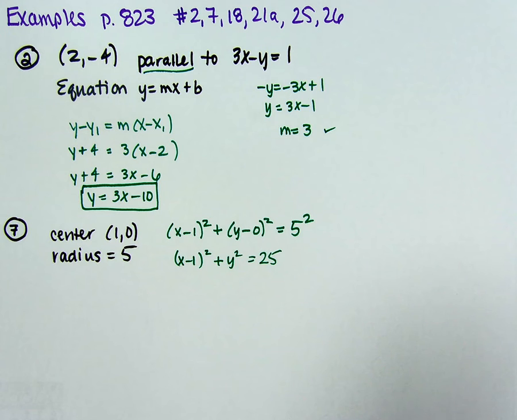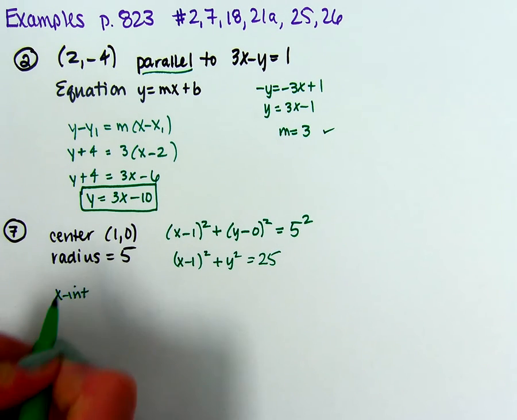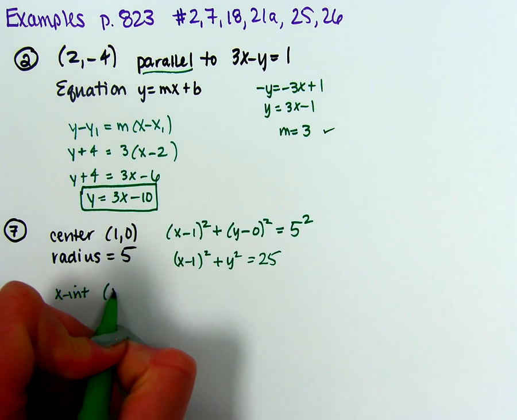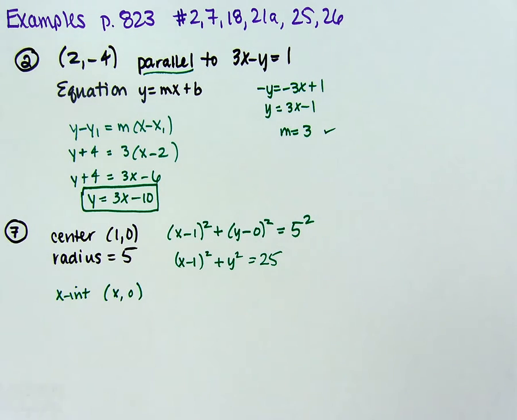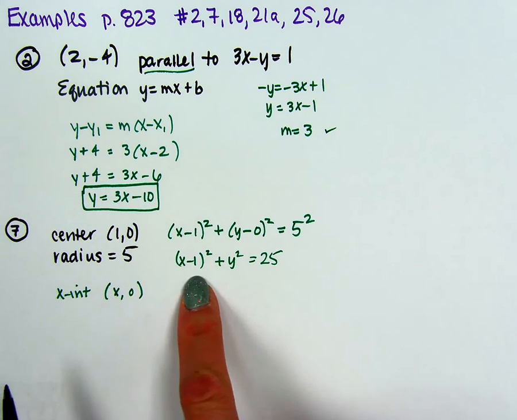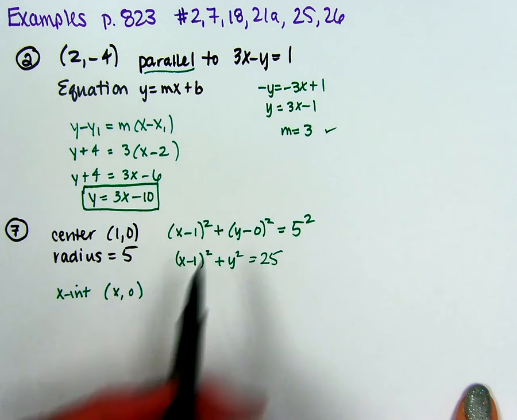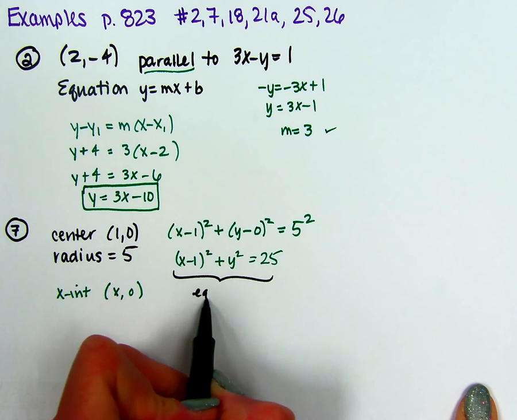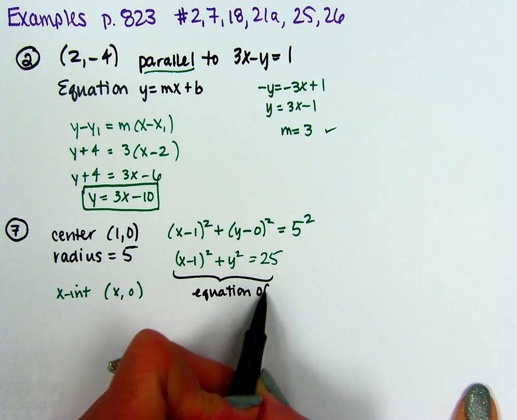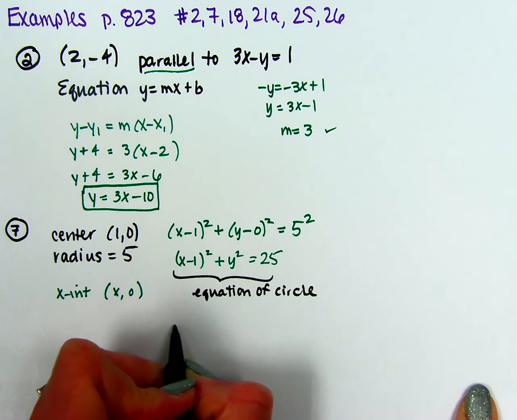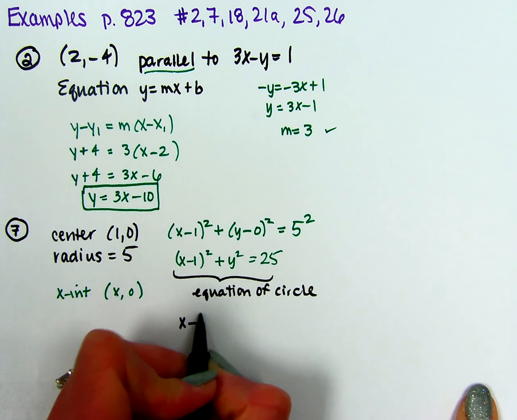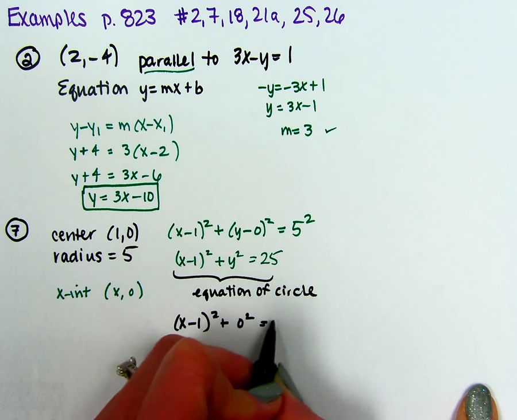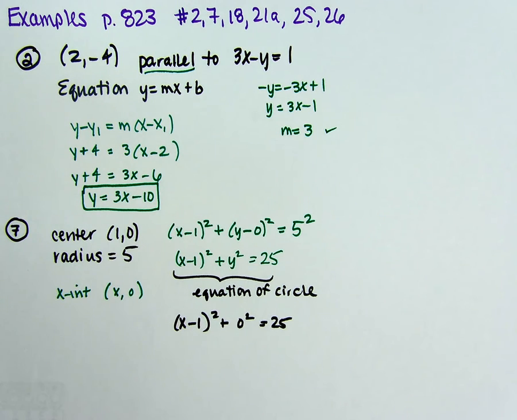All right, so now it wants you to find the x-intercept and the y-intercept. So let's maybe start with the x-intercept. So what do I remember about x-intercepts? Well, x-intercepts are always some number, comma 0. Okay, so if I know that it's going to be some number, comma 0, I'm going to put that into this formula. Here's my equation of the circle. So I'm going to do, I don't know x, minus 1 squared plus 0 squared equals 25. And now I just need to solve.